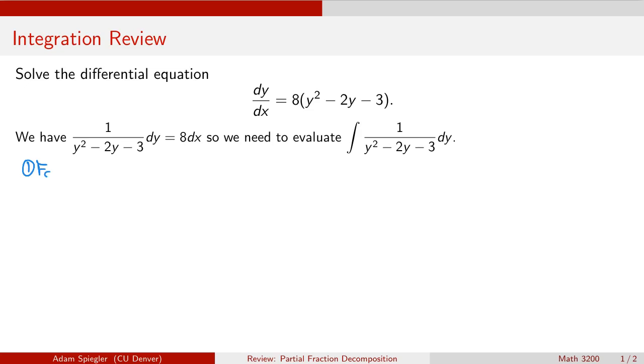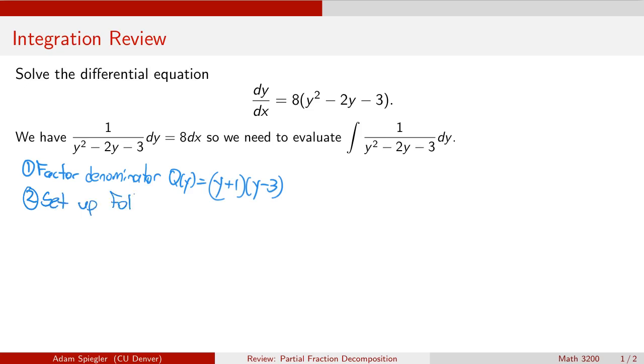So the first step in this process is, let's try and factor the denominator of this fraction, the bottom of the fraction, that we'll call the quotient q of y. So in this case, the quotient is y squared minus 2y minus 3, and we can factor that into y plus 1 and y minus 3.